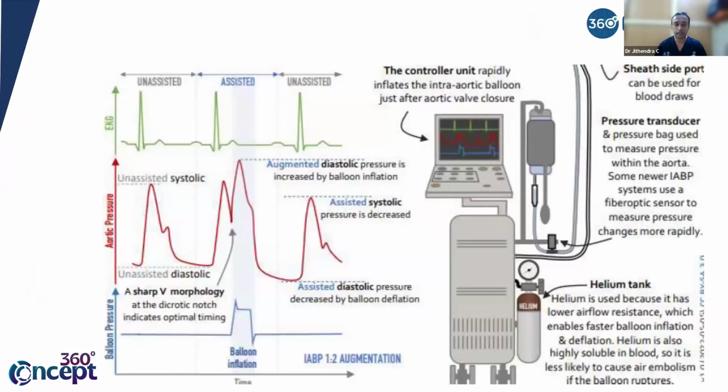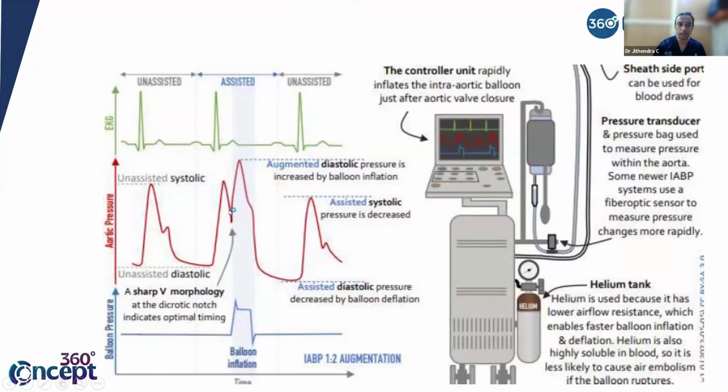Now coming to this, this is how your 1:2 will look. You have an unassisted waveform. This is a normal arterial trace. You have an upstroke, you have a peak, then you get a dicrotic notch, and then it comes to the diastole. Next is another waveform. Here you see there are some changes in the waveform. That is because your IABP balloon is inflated here, and this is an assisted waveform.